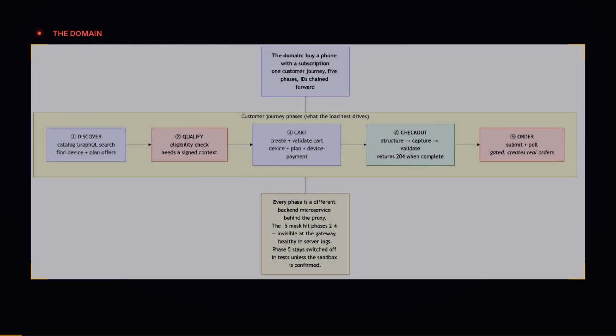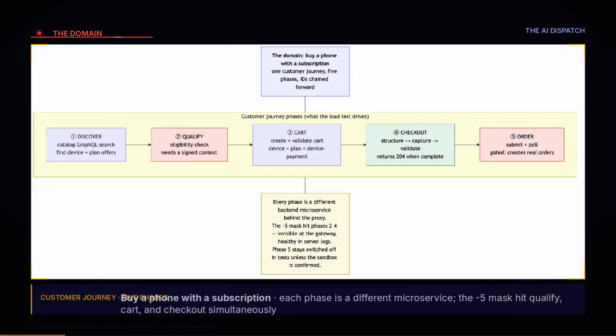The test domain is a full customer journey. Discover a device and plan, qualify eligibility, build and validate a cart, complete checkout, and only then, behind a safety gate, place an order. 5 phases, 5 different microservices, identifiers chained forward. What made this defect vicious? The -5 mask hit 3 of those phases at once, so the whole journey looked broken from the client, while every server-side dashboard stayed green.